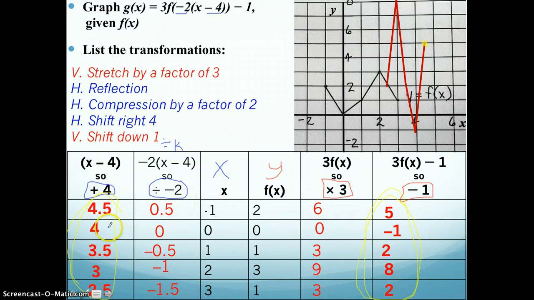Okay, then my next point is 4, -1. So it was 0, 0. It's now 4, -1 after I applied all my transformations. So 4, -1 brings us down here.